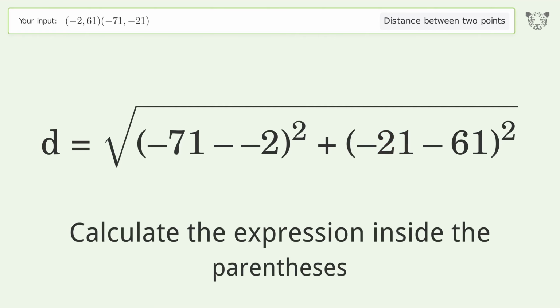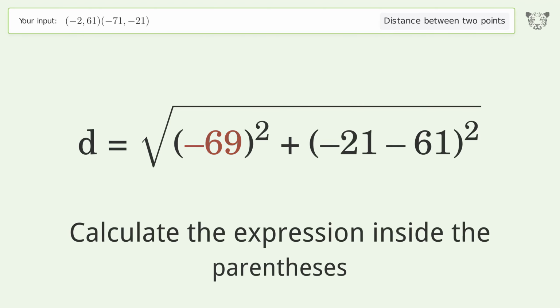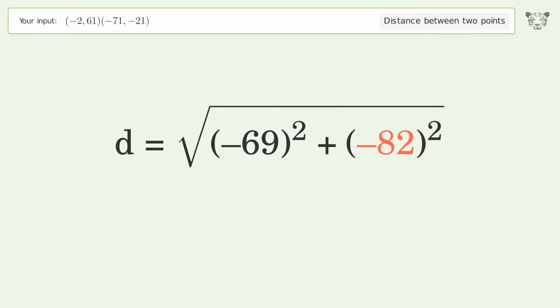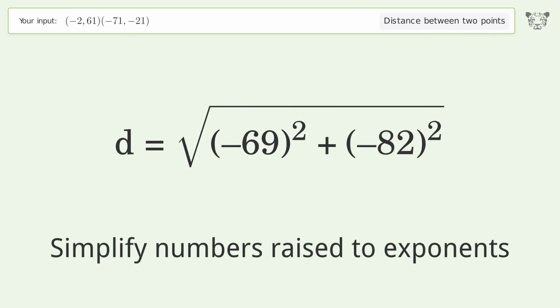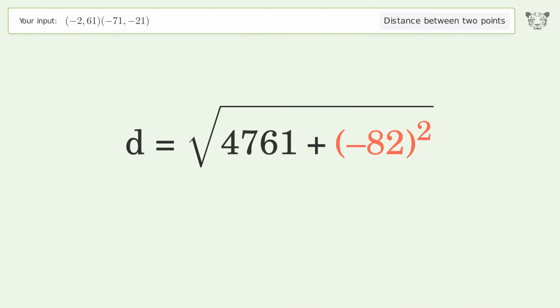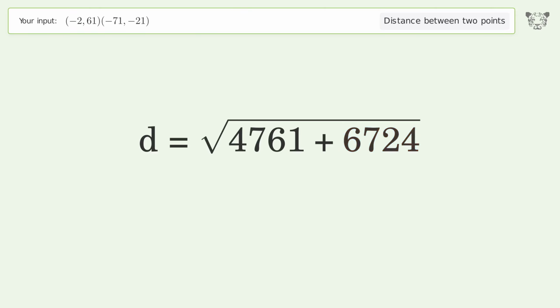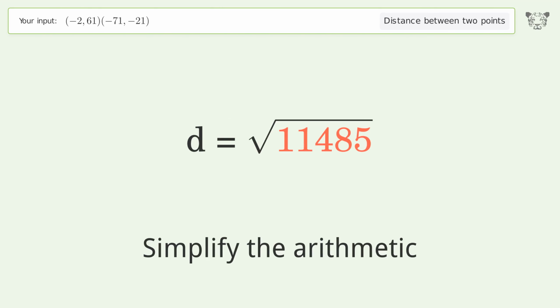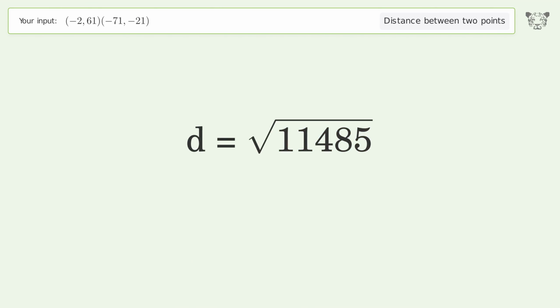Calculate the expression inside the parentheses. Simplify numbers raised to exponents. Simplify the arithmetic. And so the distance between the 2 points is the square root of 11,485, or 107.168.